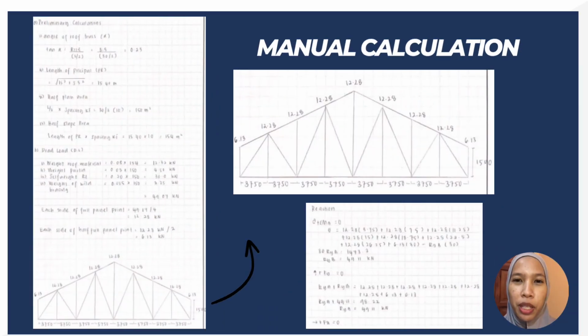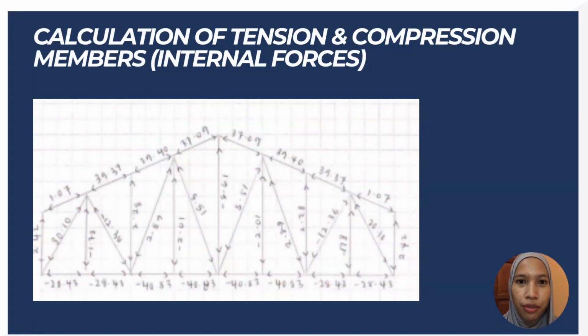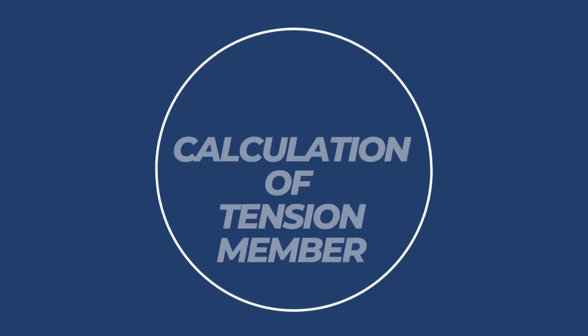I'm going to explain manual calculation for this truss. Firstly, we find the length of principal, then half plane area and half slope area to get the preliminary calculation. Then we find the dead load to get the load for each member of the truss. So this figure shows the load of truss. Then from this, we find direction A and B. This figure shows the internal forces that we get from using method of joint.